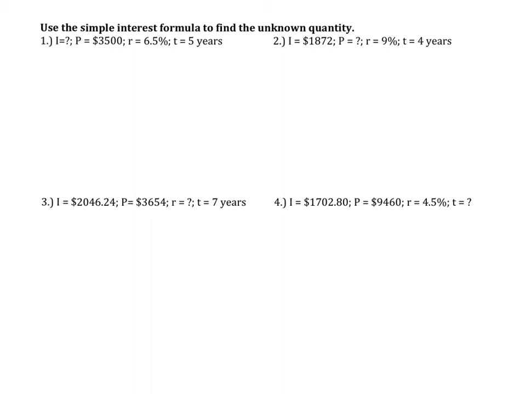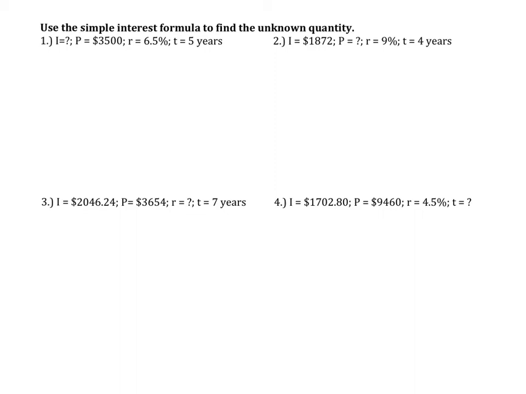We're going to end with 4 final examples just to get a little bit more practice looking for the different types of numbers that we might have to find in these types of problems. So in number 1, we do not know what I is, right? We don't know what the interest is, but we know the principal, the percent, the rate, and we know the number of years. So let's set this up.